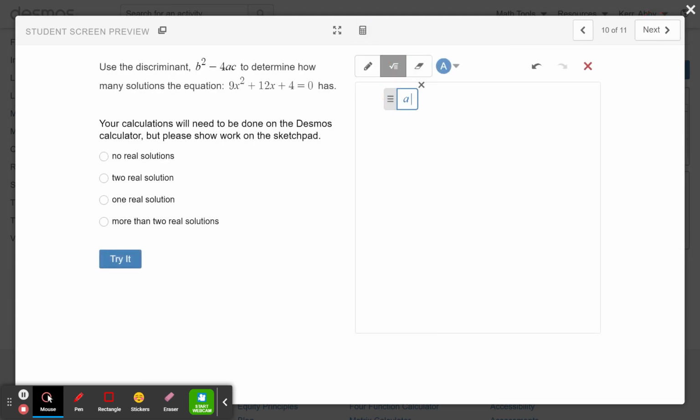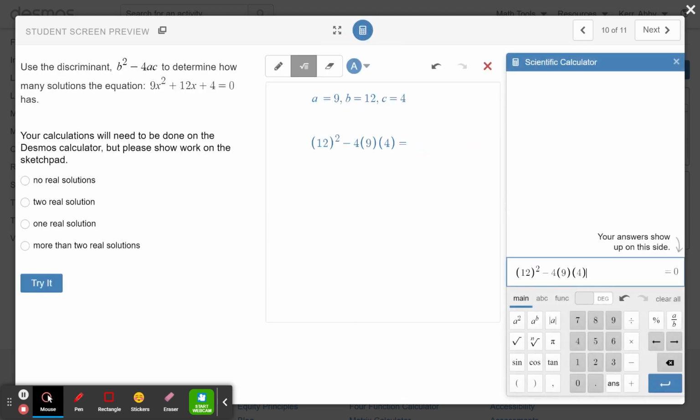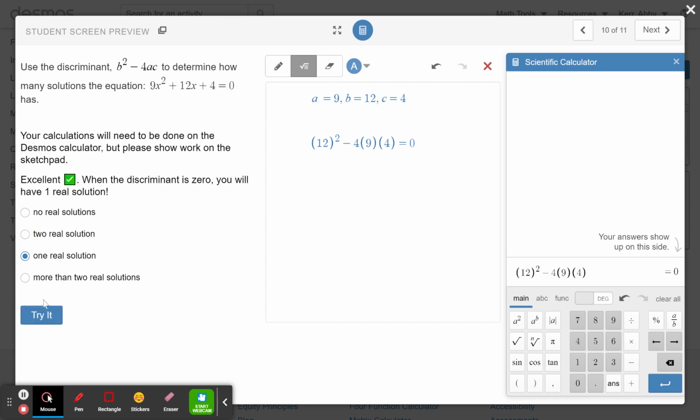And then lastly, A equals 9, B equals 12, C equals 4. Plug that in. We're going to have 12 squared minus 4a, which is 9, c, which is 4. We're going to plug that in. All right, I got 0. So this is exactly like slide number 8. When you get a discriminant of 0, that means there is only one real answer.